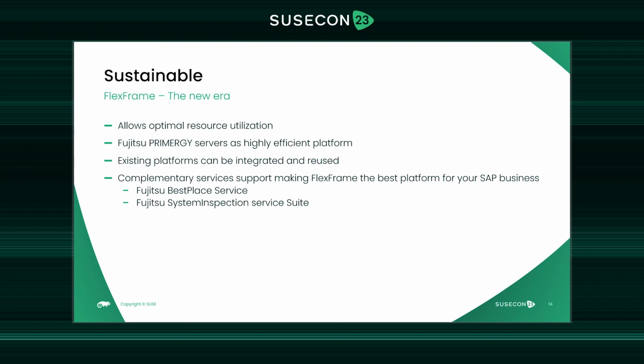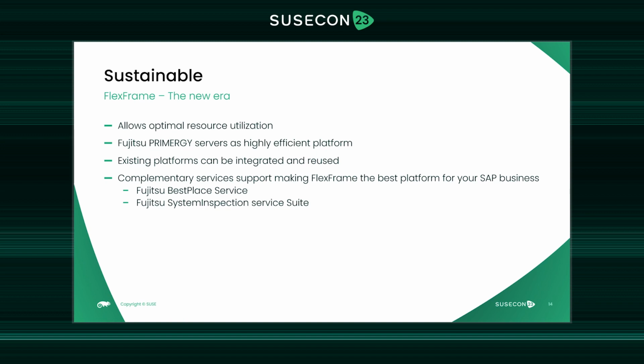Additionally, Fujitsu offers complementary services. For example, Fujitsu Best Place. This helps you to decide whether the cloud or on-premise is suited better for your applications. And it can be used to utilize the hybrid capabilities that FlexFrame brings you with the different system providers and the possibilities to go hybrid.